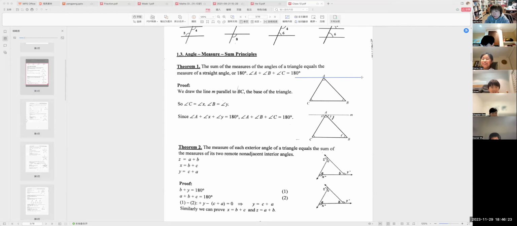But this is how we prove why the inside of a triangle is 180 degrees. That is how we prove it. Because I'm going to make a line parallel to CB that goes through A. Everybody, did you see that?